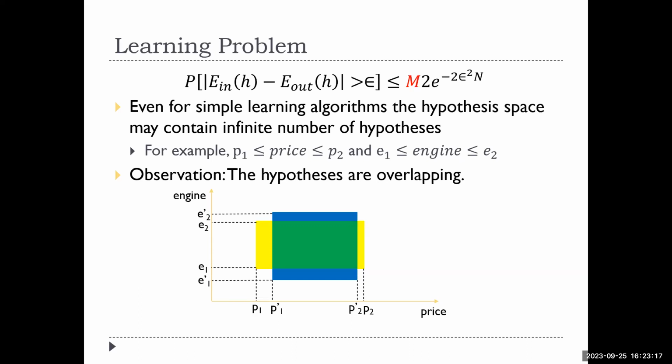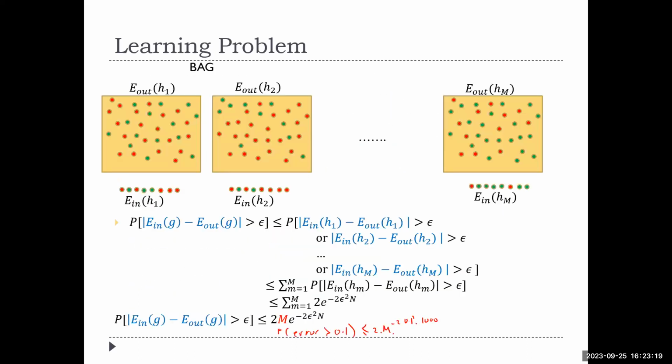So the problem is, now I'm going to come back here. If M is infinite, then you cannot limit the probability. You cannot limit this probability. You cannot limit it if you have M infinite. So how are we going to solve this problem?